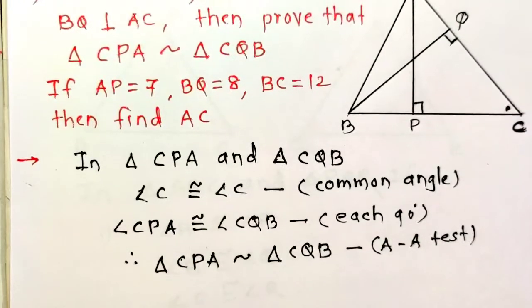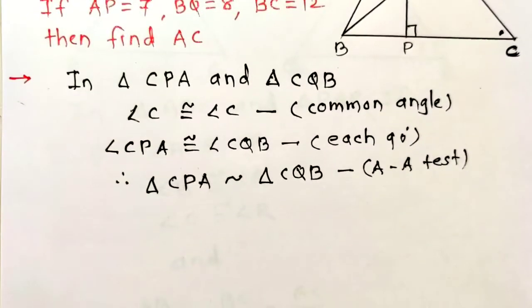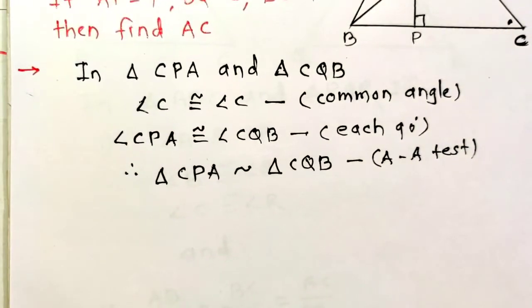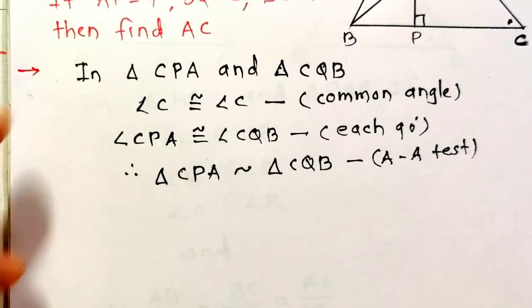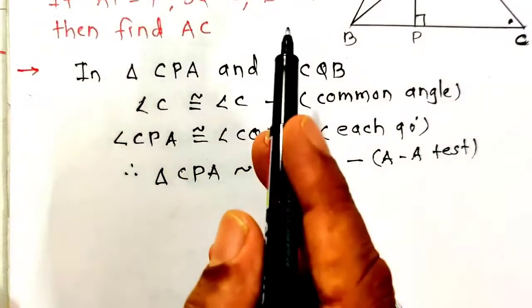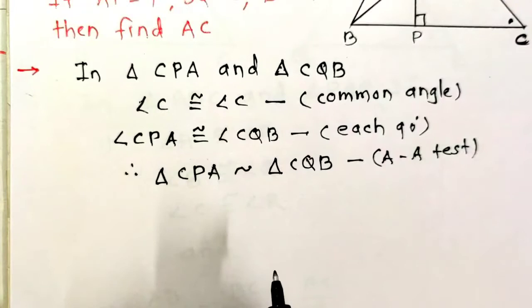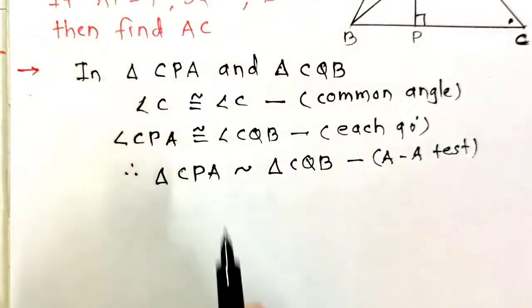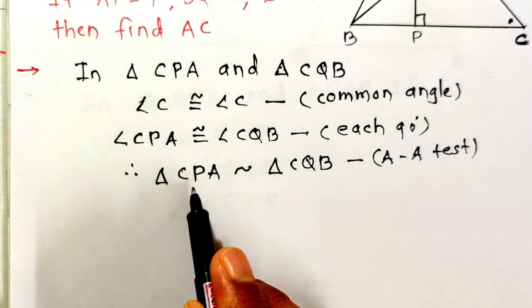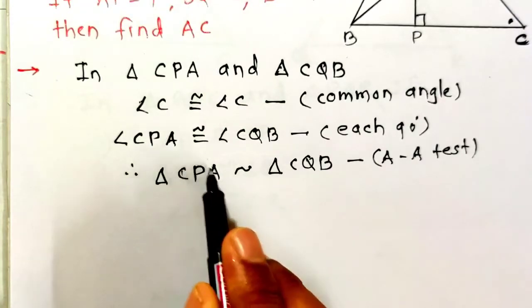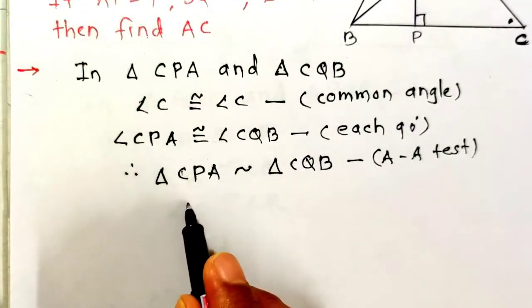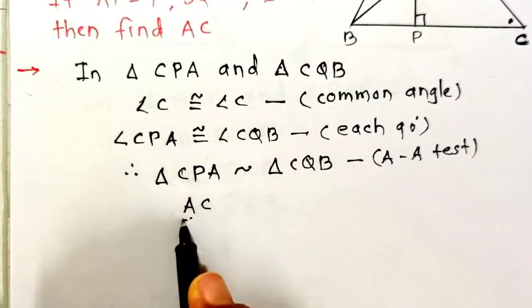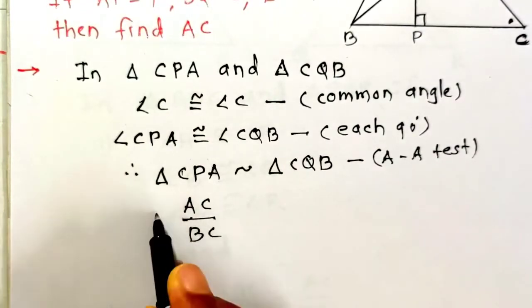And you know, when two triangles become similar, their corresponding sides are in proportion. So we have to write the corresponding sides, AP, BQ, BC, which are given. So write those sides only. No need to write AB and BC. Here we have to find AC. So the first one is AC upon BC. This first pair is AC upon BC.